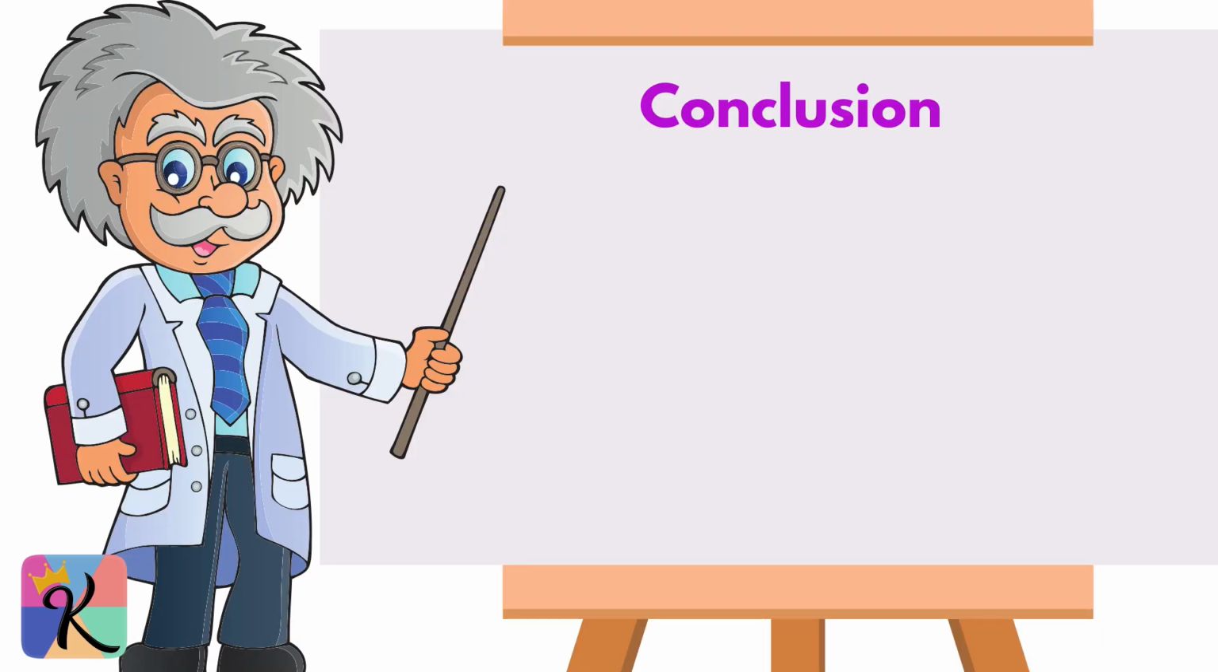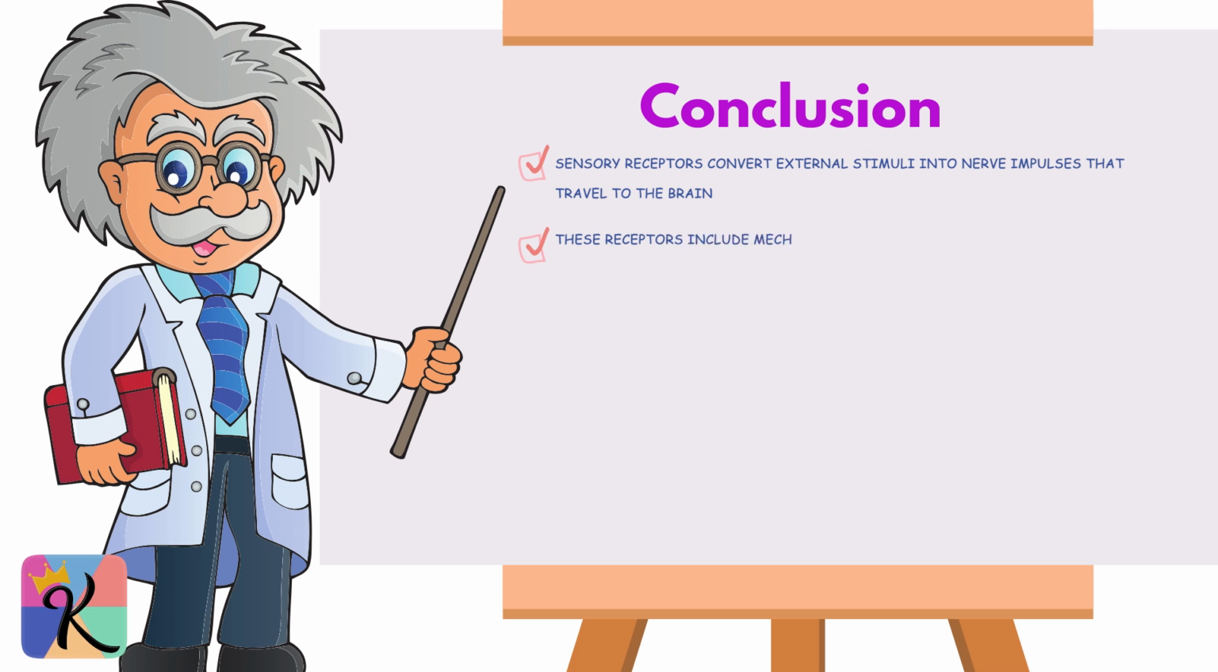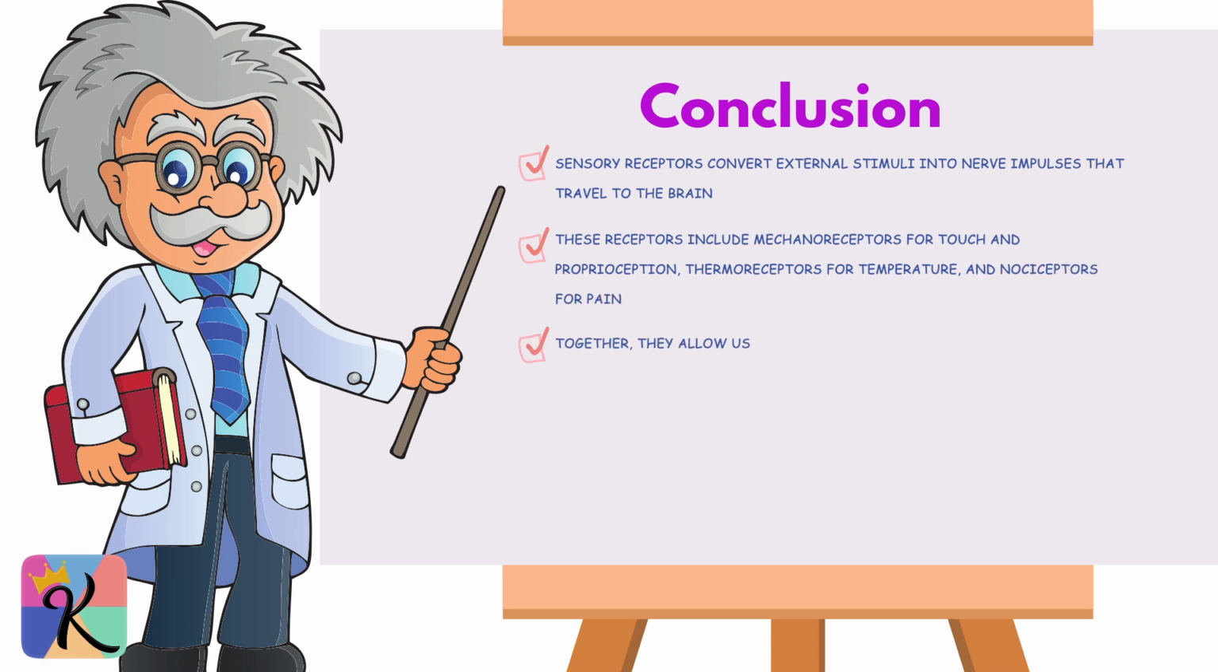Alright, as a quick recap, sensory receptors convert external stimuli into nerve impulses that travel to the brain. These receptors include mechanoreceptors for touch and proprioception, thermoreceptors for temperature, and nociceptors for pain. Together, they allow us to perceive the world around us with precision, adapt to changing conditions, and protect our bodies from harm. Thanks for joining us on this deep dive into the sensory division of the nervous system.